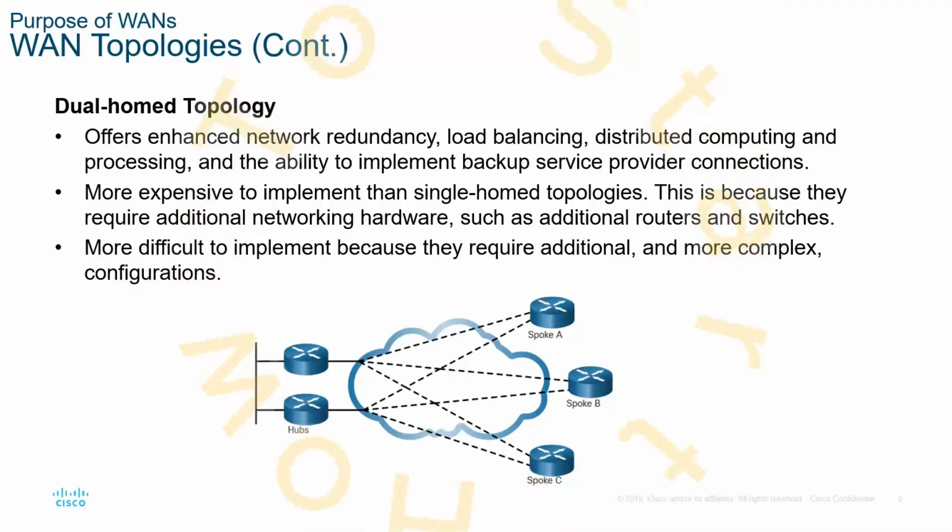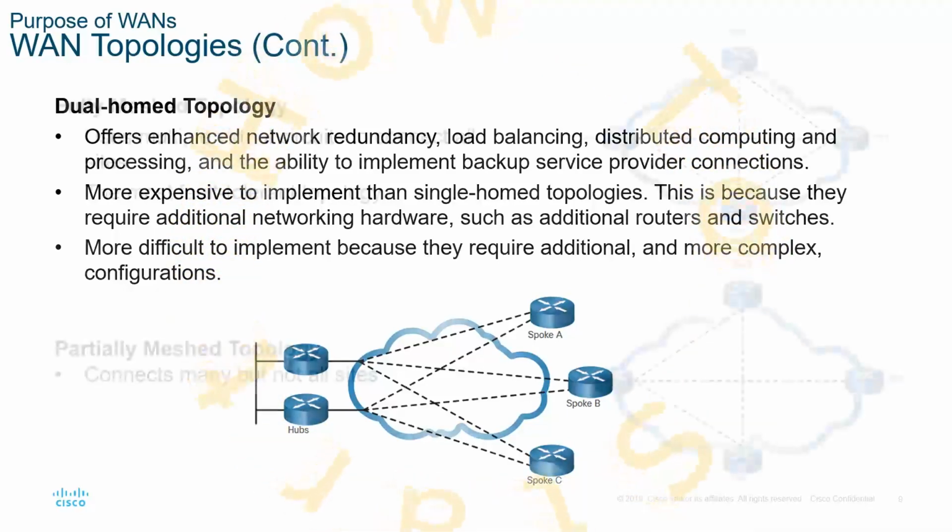We can have what's called a dual home topology. This offers a greater redundancy, load balancing, and distributed connectivity. While this is more expensive and it is definitely more difficult to implement, they are the preferred method. They do require additional configuration, and there is a lot more complexity to that configuration. However, at least with this type of dual homed design, if one network goes down or one hub goes down, there's always the backup connectivity.